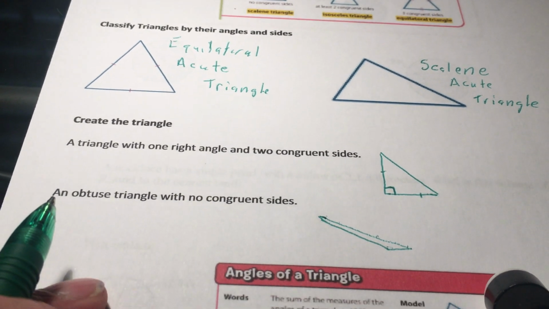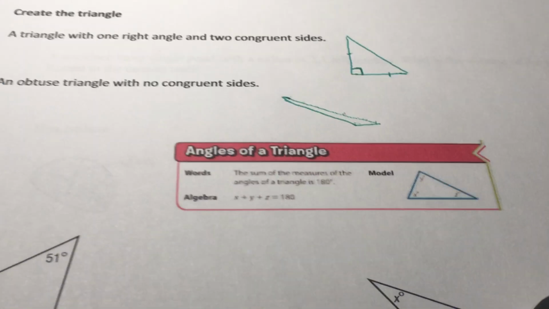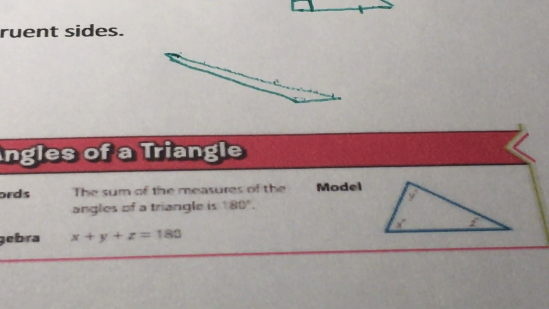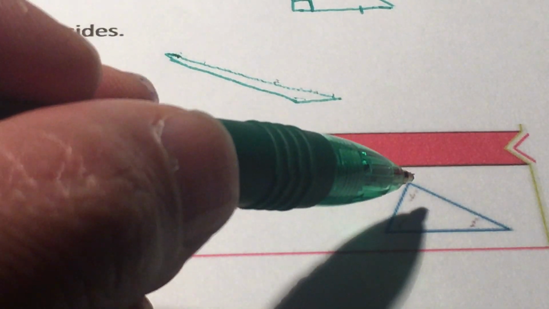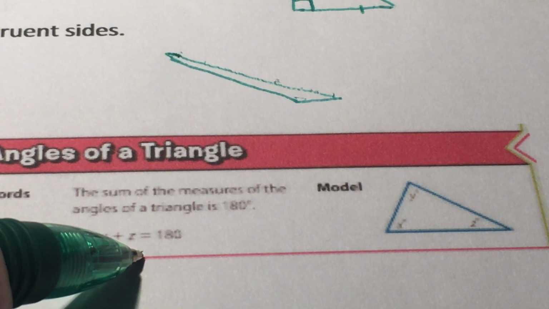Now the other thing we know about triangles when we start working with them is that all the angles inside, the sum of all of them, is going to add up to 180. So x plus y plus z is 180 degrees.